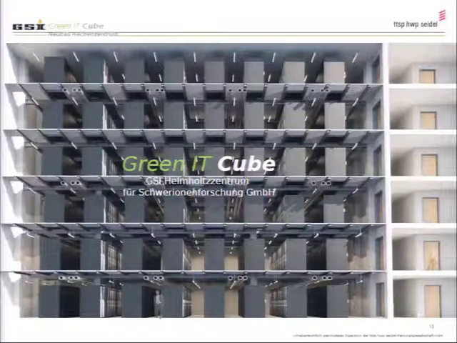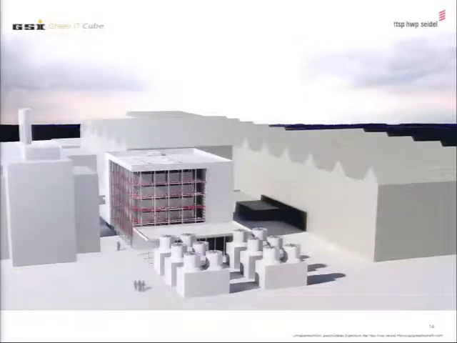So we are in the final planning for this cube. The cube will be built next year. This is a location at the existing GSI. This is a cube, something like 25 meters in each direction, and contains lots of space for all the cores, as you can imagine.